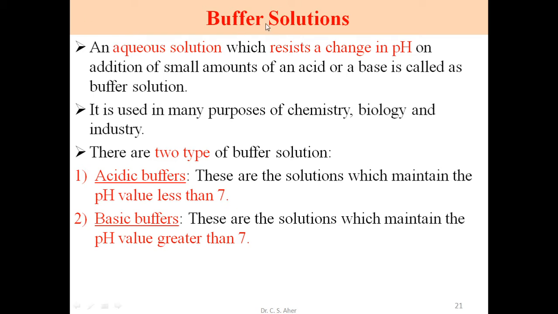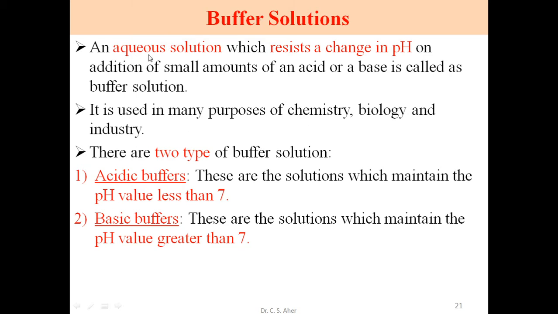So, what is buffer solution? It is an aqueous solution which maintains the pH, or which resists change in pH, on addition of a small amount of acid or a small amount of base, and that solution is called a buffer solution. What is the use of this buffer solution? It is very important. It is used for many purposes in chemistry, biology and industries also.